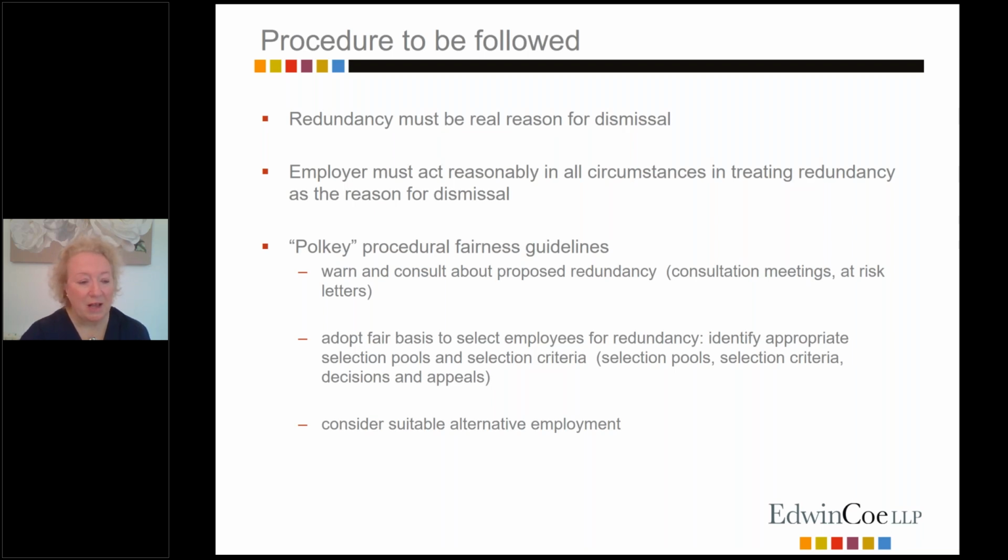And probably the major case is the House of Lords case from 1987 called Polkey. And that set out what an employer must do to carry out redundancies fairly. And it's set out there on the screen. Warn and consult about the proposed redundancy. This obviously requires at-risk letters, consultation meetings. Then there's this general requirement to adopt a fair basis to select employees for redundancy. And the things that are required there are selection pools, the selection criteria, making sure that the decisions are fair and offering a right of appeal. And then the final element that Polkey requires is to consider suitable alternative employment. So next slide, please, Tanya.